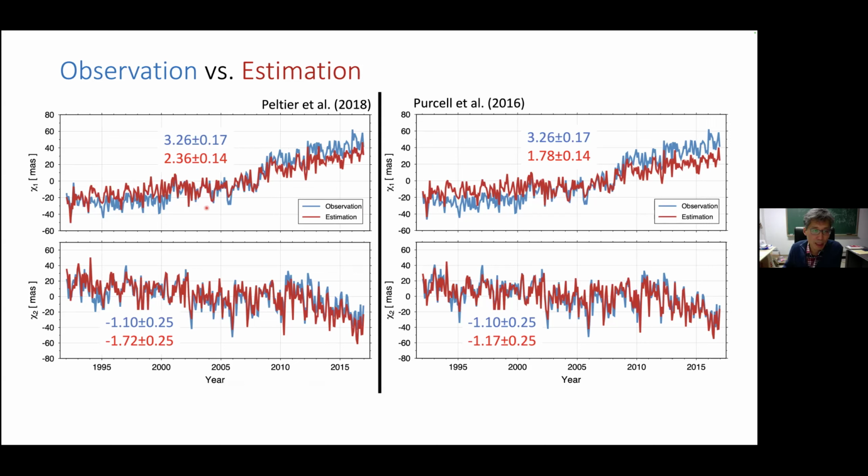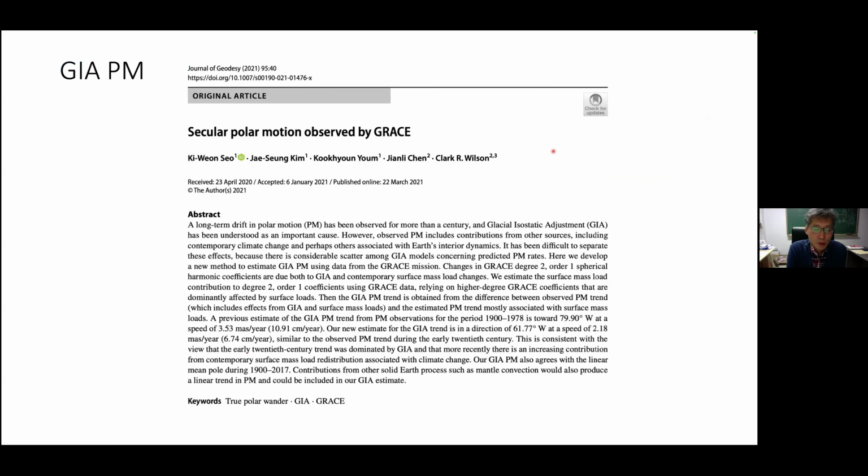On your left, this is the same plot that I showed you before when I used the Peltier GIA model. So the comparison between observation and estimation shows like this. So we have some trend difference in Chi1, in Chi2. But when we use Purcell GIA polar motion, we have a very different trend. So observation and estimation show quite different variation here. So if we use the Purcell GIA model for GIA polar motion, our understanding of past sea level change estimated from 6 different sea level rise contributors would not be true. So the choice of GIA polar motion is really important for this purpose.